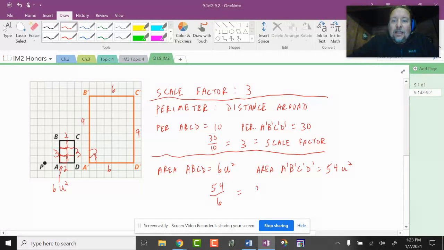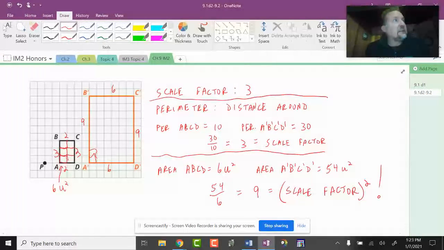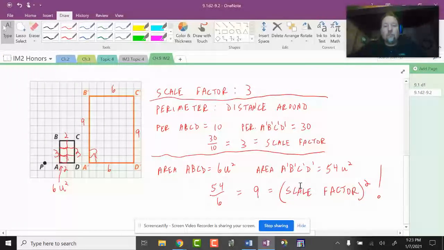That is equal to 9, which happens to be the scale factor of each side compared to each other, from image to pre-image, squared. And that's an always. You can lock it in. So if you have 2 figures that are similar, their areas will be different by the scale factor squared. So lock that in. That is something that the other teachers are teaching as well. It's a true story. And hopefully we can remember that. Okay.